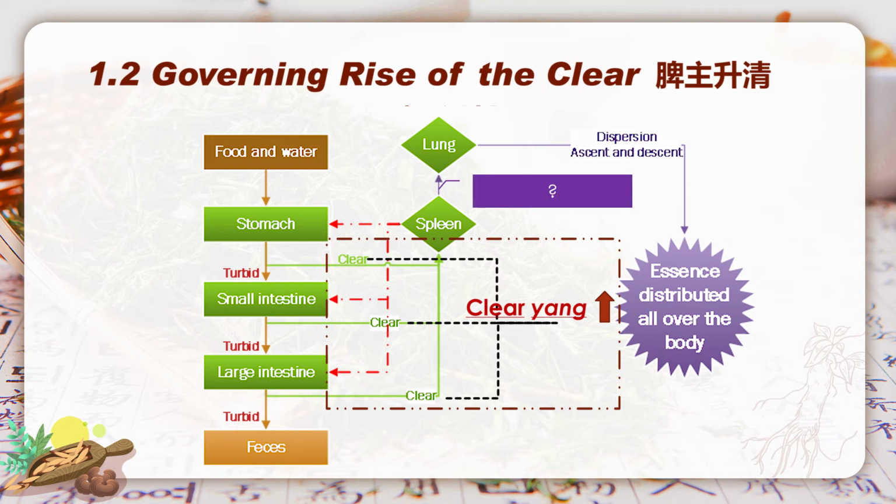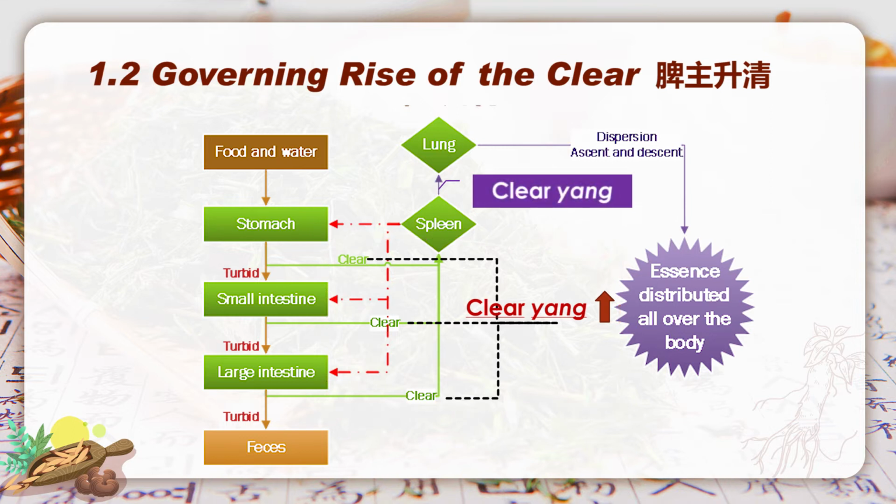Please check the purple arrow. What is happening here? What is raised to the lung from spleen? Of course, it is the clear yang. The spleen raises the clear to the lung, which in turn can be distributed all over the body by dispersing, ascending, and descending of lung qi.